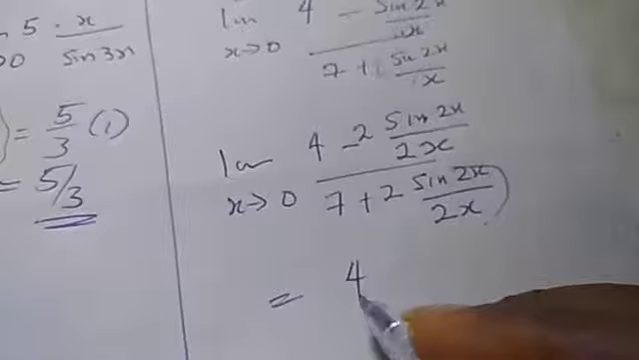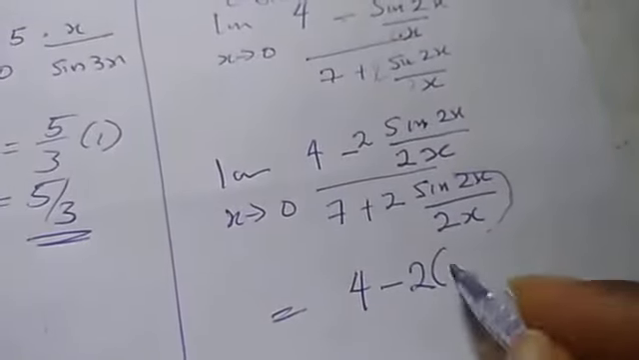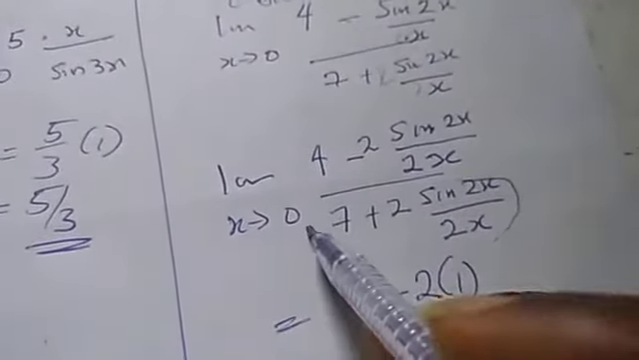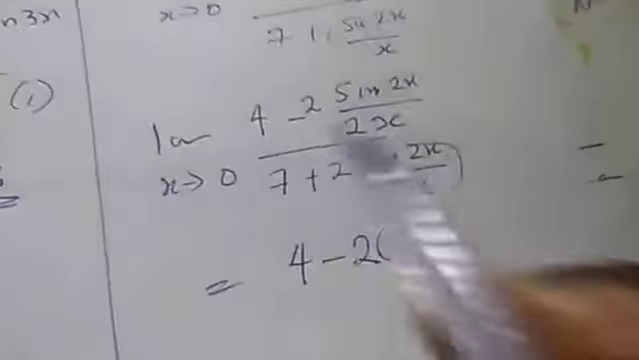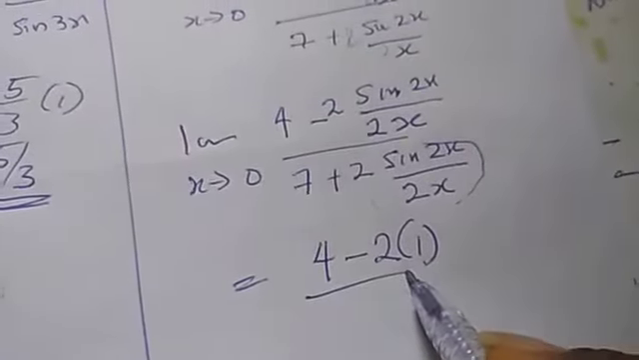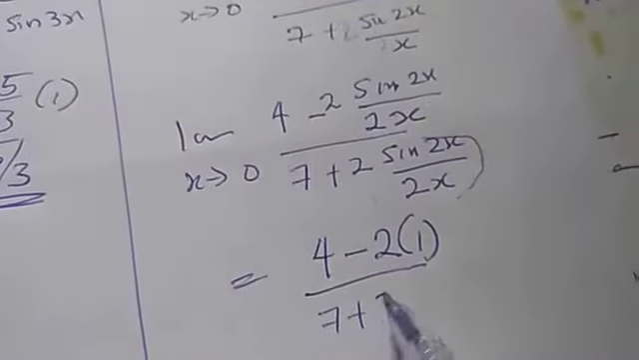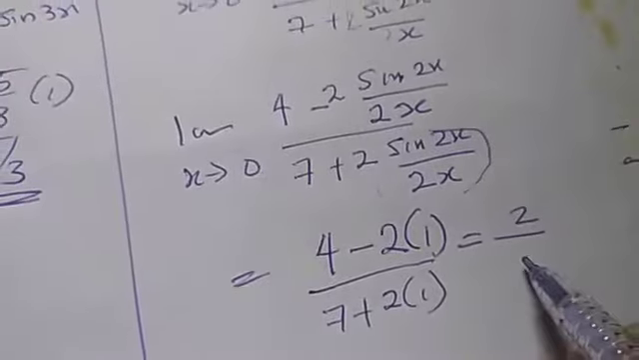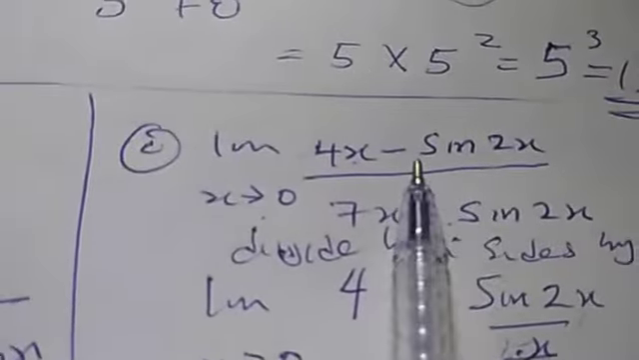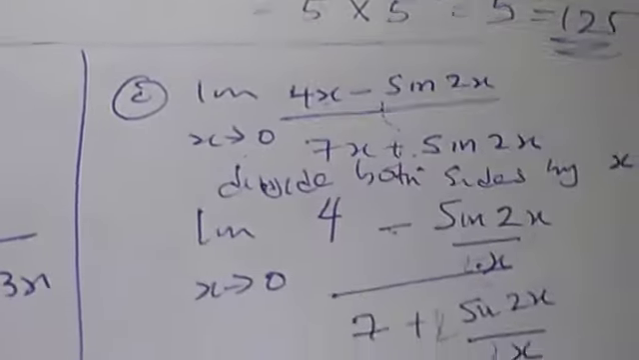Finally, our answer is 4 minus 2 into 1, since the whole of this is 1 as x tends to 0. Anytime we are given x tends to 0, divided by 7 plus 2 into 1. So 4 minus 2 is 2, and 7 plus 2 is 9. So 2 over 9 is the value of this limit here.